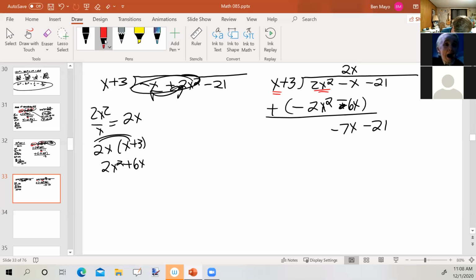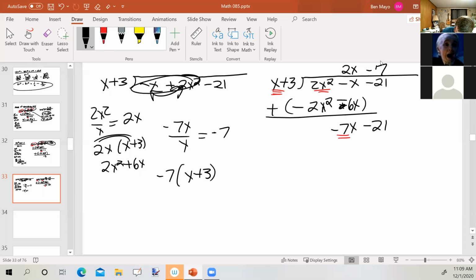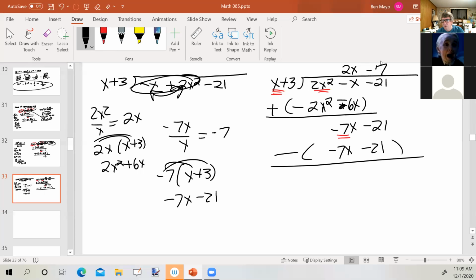Again, we're going to focus on the leading term inside and the leading term outside. We've got negative 7x divided by x, which would be negative 7. So we're going to write minus 7 up there. Negative 7 times x plus 3, negative 7x minus 21, which we write there. Subtract that from what's up above. Change it to addition of the opposite, and we get 0. So there's no remainder. So the final answer for this problem is 2x minus 7.